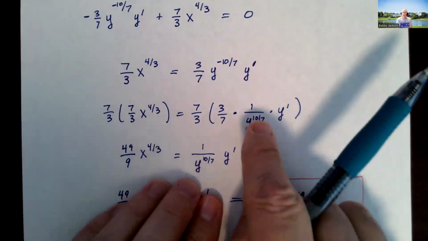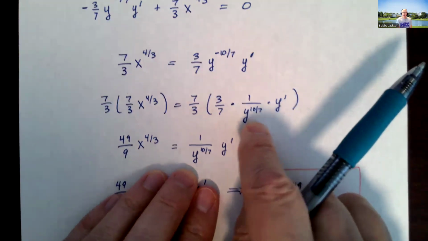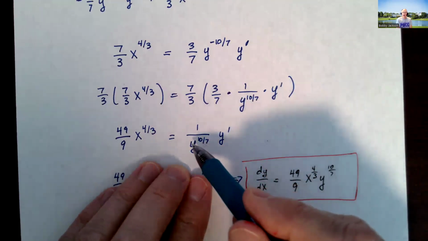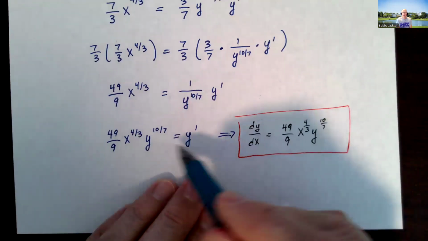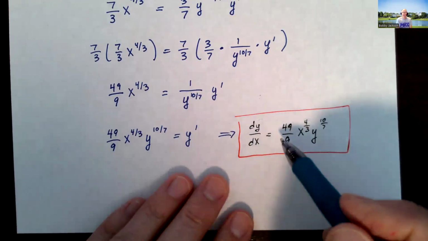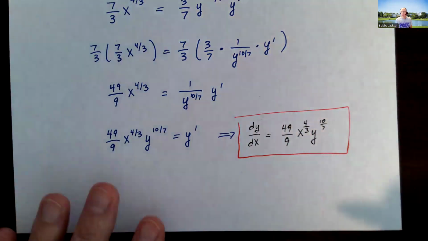I'm going to rewrite y to the negative 10/7 as 1 over y to the positive 10/7. So how do I solve for y prime now? I just multiply both sides by y to the 10/7, and that will give me the following. And so there's my answer: dy dx is 49/9 x to the 4/3 y to the 10/7.